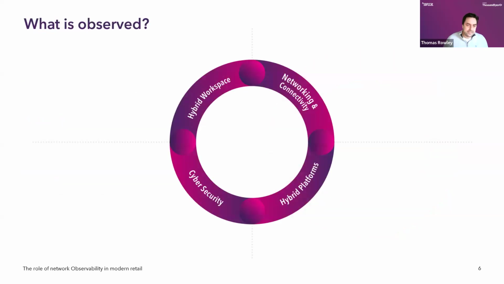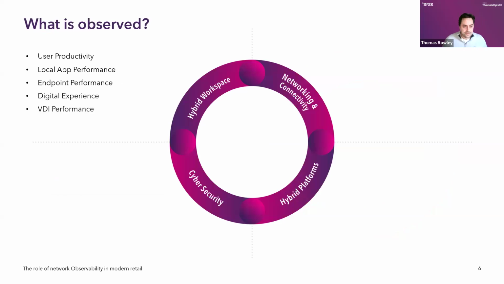So let's take a bit of a deeper dive into each of these technology areas, starting with hybrid workspace. Hybrid workspace observability is all about looking into an environment from the endpoint up, whether you're trying to look and understand user productivity, local application performance on a device, or even digital experience.